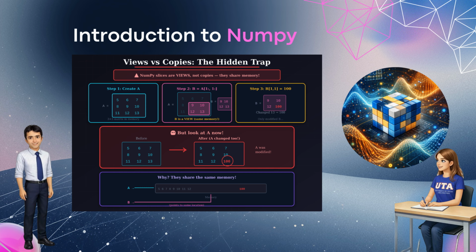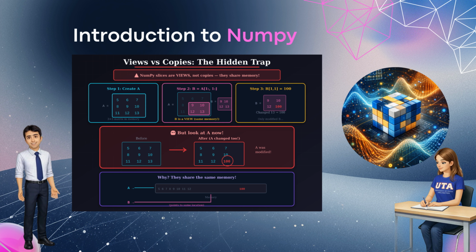Let me explain what's happening under the hood. When you create A, Numpy allocates a chunk of memory and stores all 9 numbers there: 5, 6, 7, 8, 9, 10, 11, 12, 13. When you write B = A[1:, 1:], you might expect Numpy to create a fresh copy of those 4 numbers. But it doesn't! Instead, B just points to the same memory location where A's data lives. B is like a window looking at part of A's data.